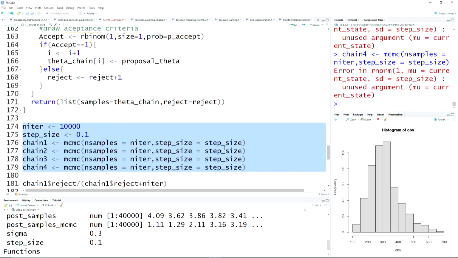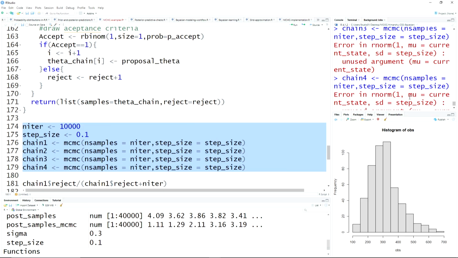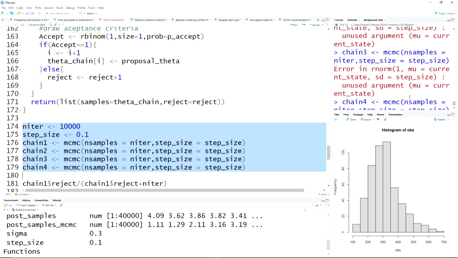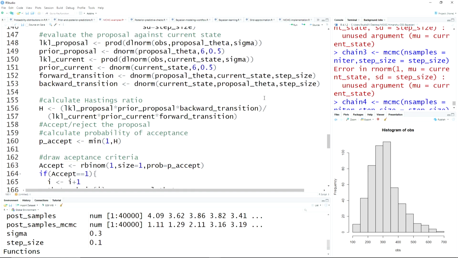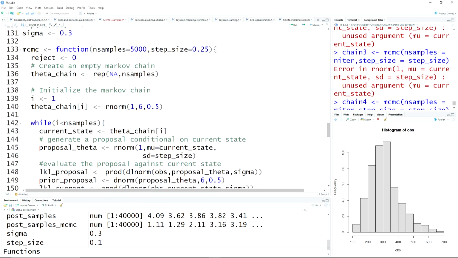Let's make it 0.1. Okay. So what happens is this, that it throws you an error. So there is an error, it seems, in generating the proposal. So unused argument. Oh, sorry. So this will happen. So I think because this is parameters usually mean.